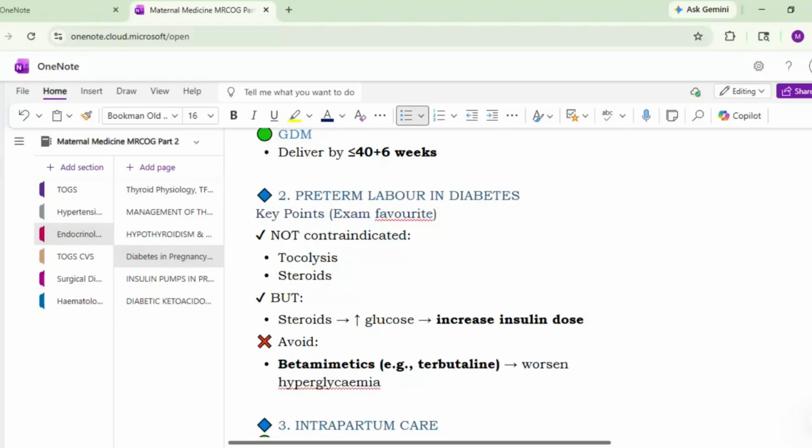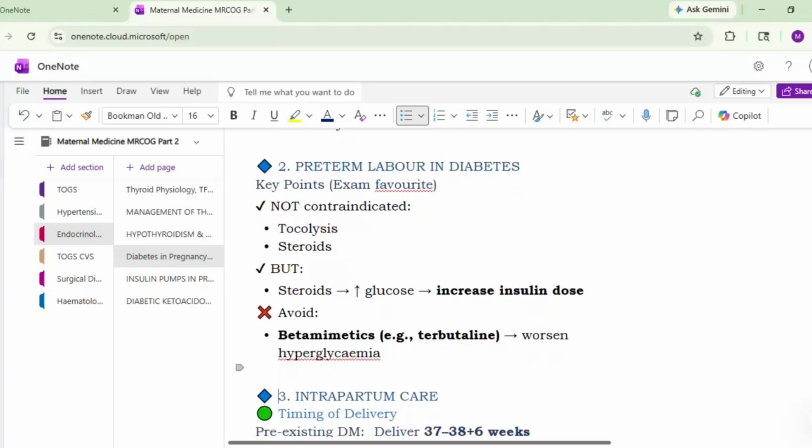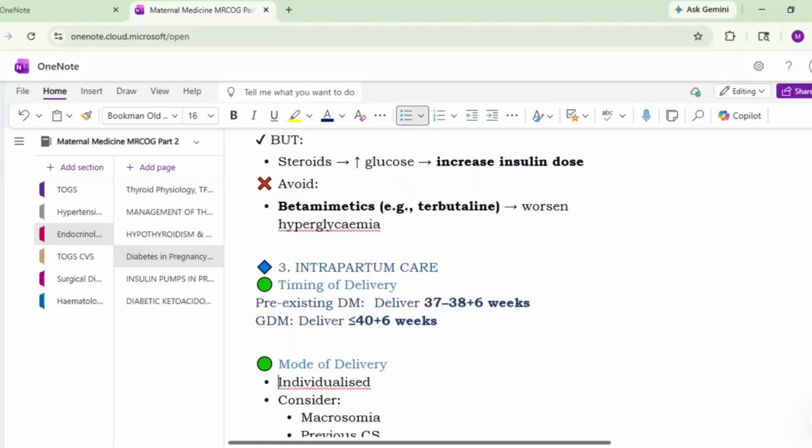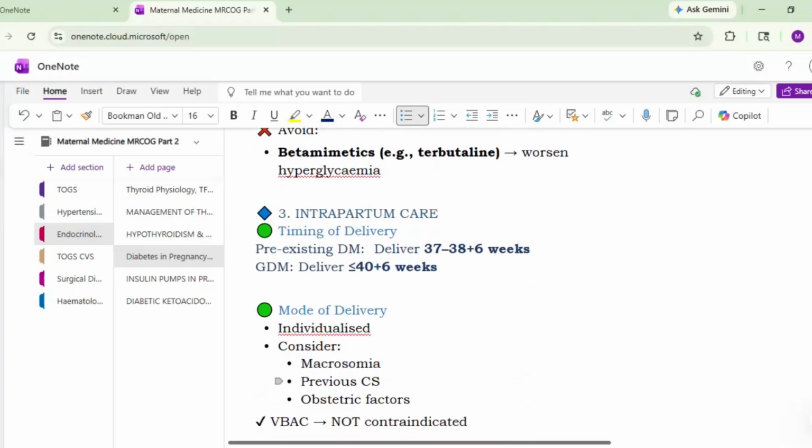Then preterm labor in diabetes. Tocolysis is not contraindicated, steroids are not contraindicated, but steroids cause increased blood glucose, so we need to adjust the insulin dose accordingly. What we need to avoid are the beta mimetics such as terbutaline. They will worsen the hyperglycemia.